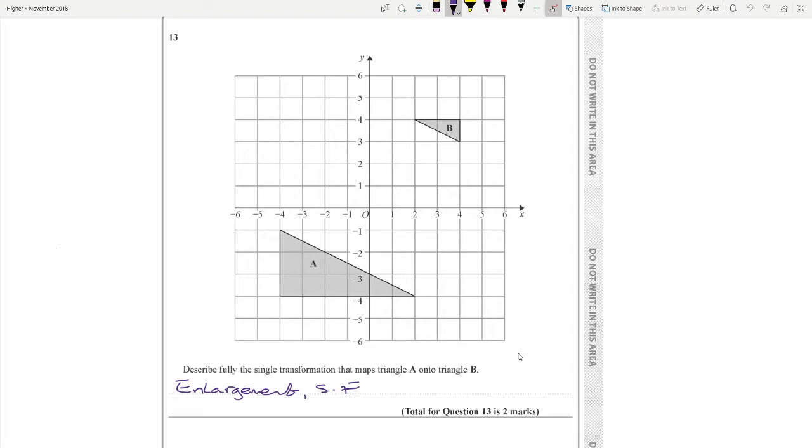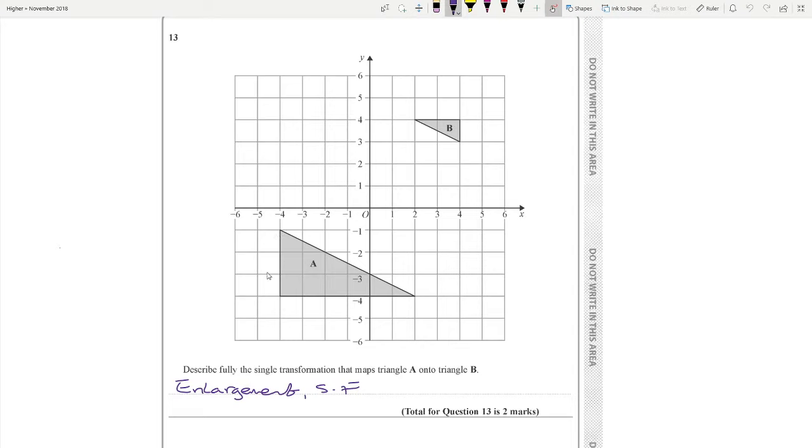So first of all, the shape's gone smaller, hasn't it? So therefore we know that the scale factor is going to be a fraction. Second of all, you can see that it's kind of flipped as well, hasn't it? So therefore we know it's going to be a negative scale factor. So it's not only going to be a fraction, it's also going to be a negative scale factor.